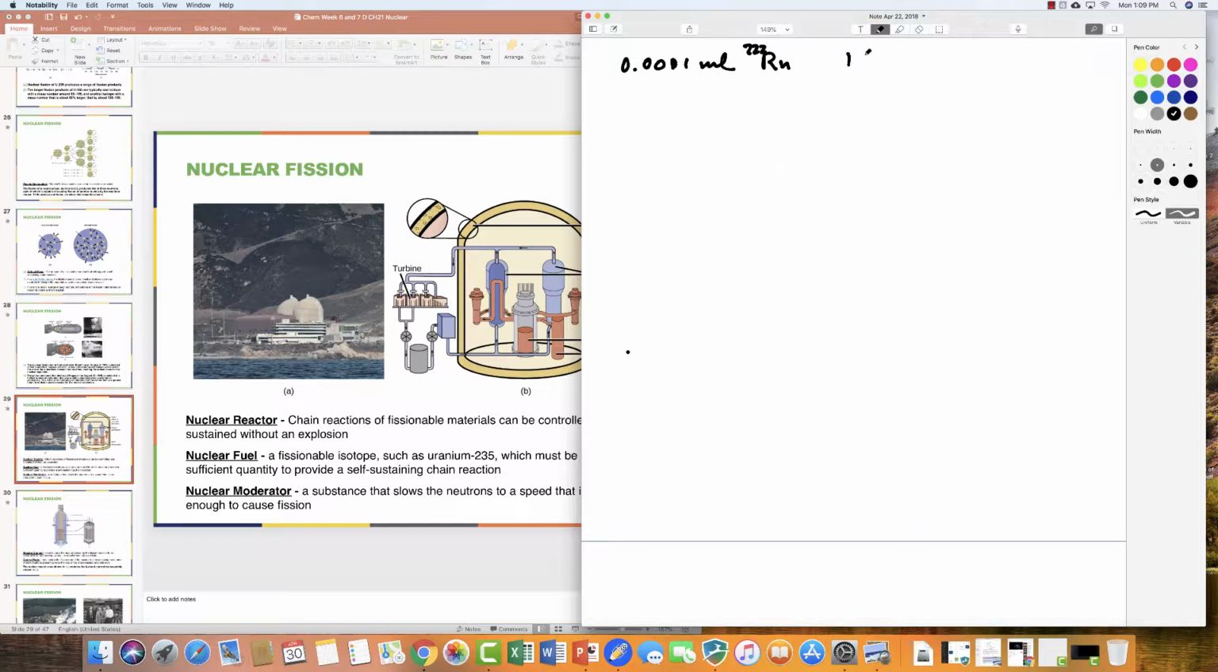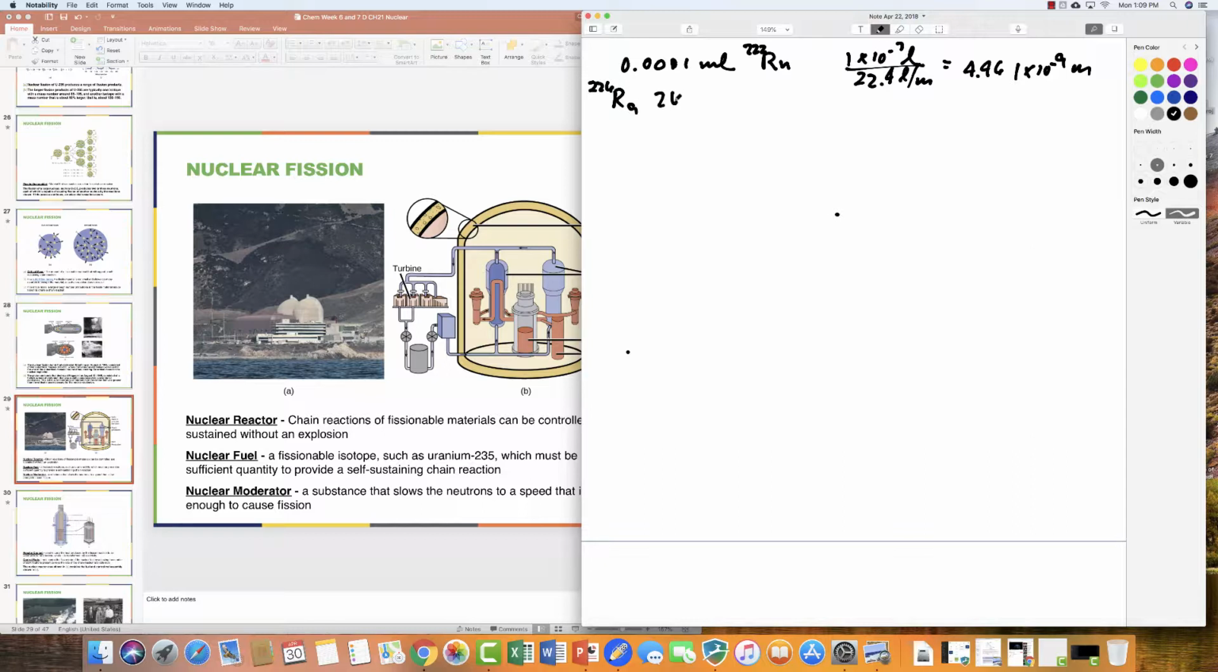And I changed that to 1 times 10 to the minus 7 liters, so I could divide that by 22.4 liters per mole at STP. And that gives you 4.461 times 10 to the minus 9 moles. And this comes from radon 226.